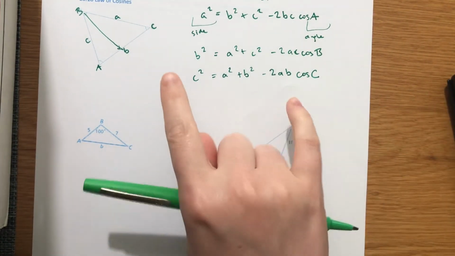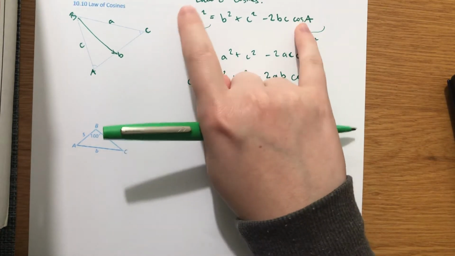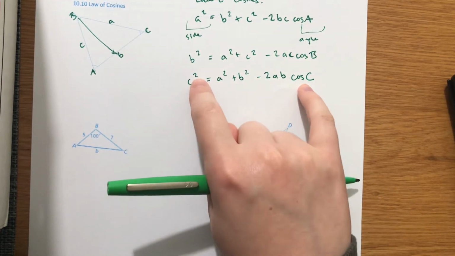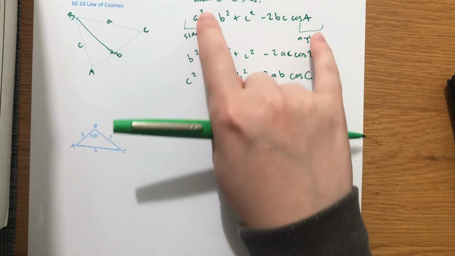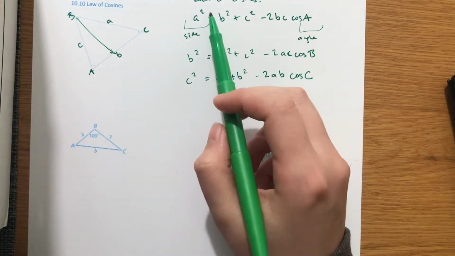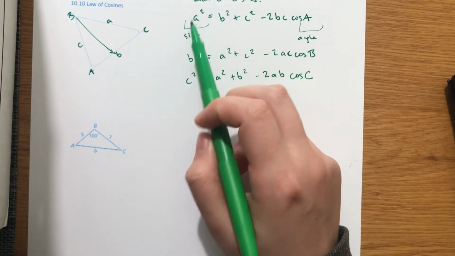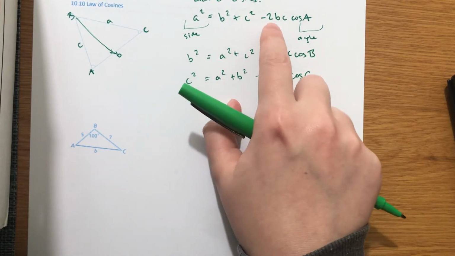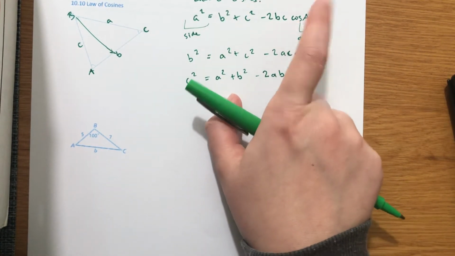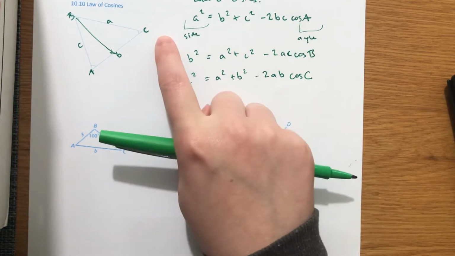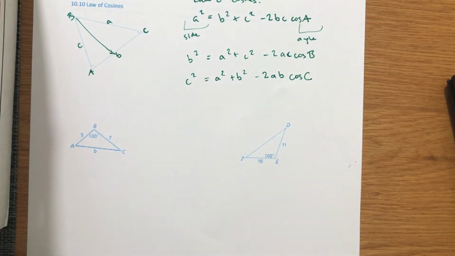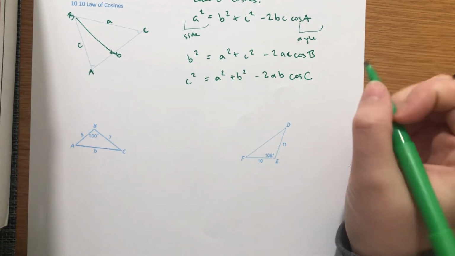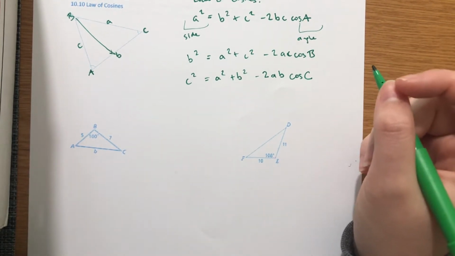If you can tell, angle and side go together: angle, side, angle, side. That's the trick. So if you're working with one side, you plug in the other two sides squared minus 2 times the other two sides times the cosine of the angle that matches the side you're looking for. So this is law of cosines, and we're going to solve for all the sides and angles of a given triangle.